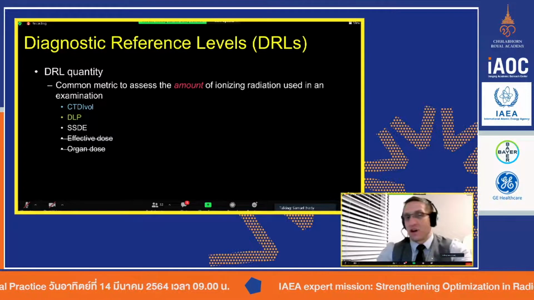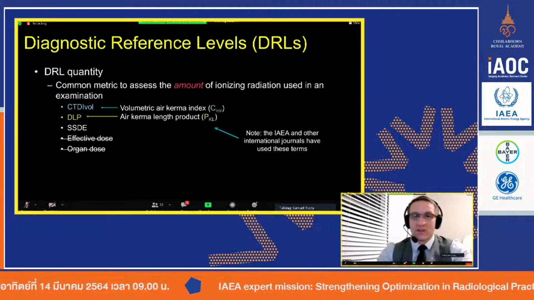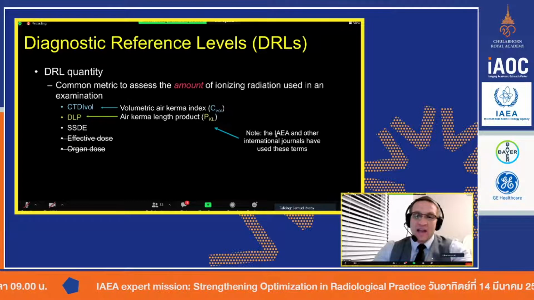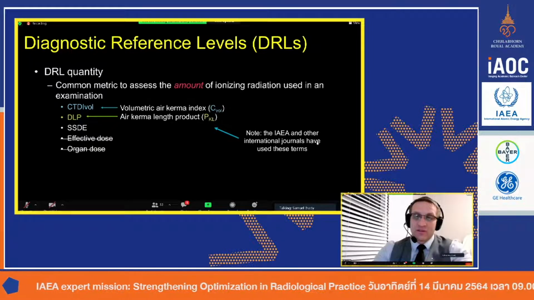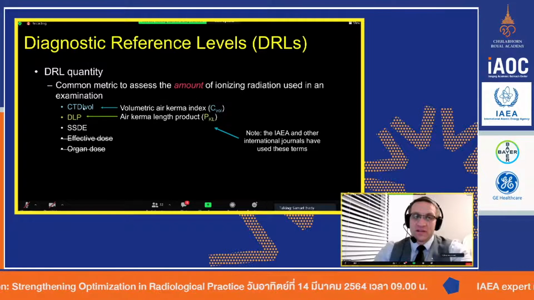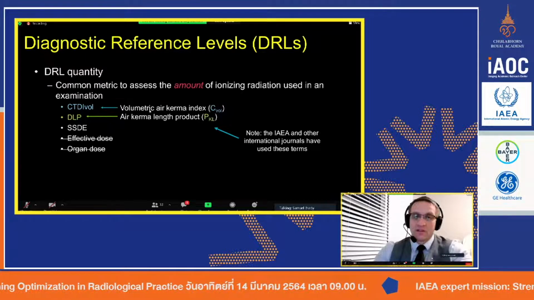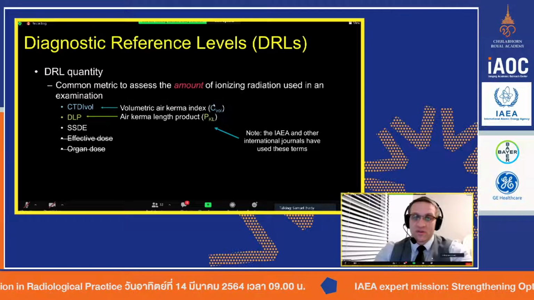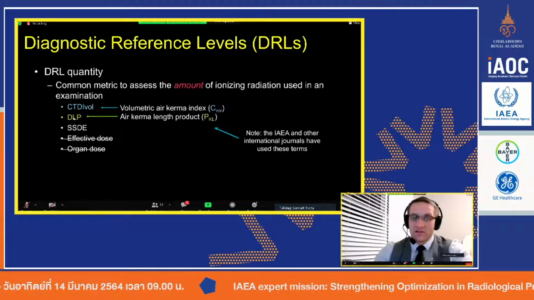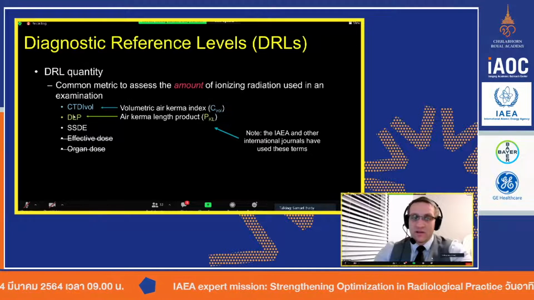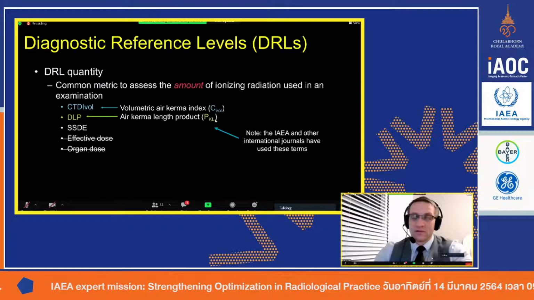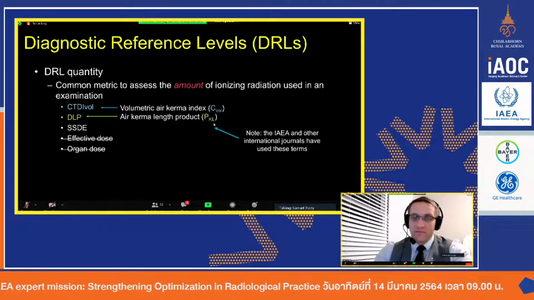Effective dose is not appropriate and organ dose is not appropriate, as we've discussed. It is important to point out that the IAEA and some international journals have started calling the volume CTDI the volumetric air kerma index, or CVOL. And they've started calling the dose length product the air kerma length product, or P sub KL. It's just important to point that out.